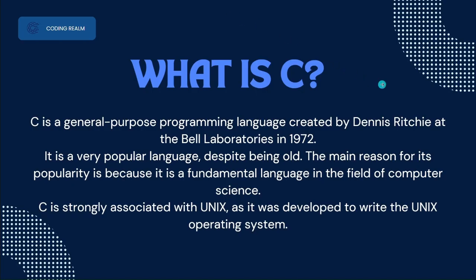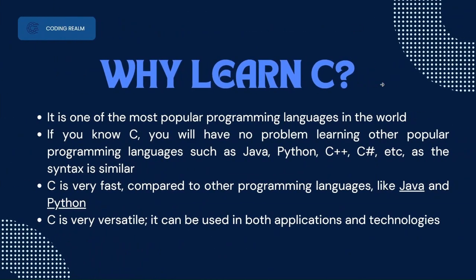Now let's see why it's important to learn C. Because C is one of the most popular languages in the world. If you know C, you will have no problem learning other popular languages like Java, Python, C++, and other languages, as their syntax is similar. C is very fast compared to other programming languages like Java and Python, and C is very versatile. It can be used in both applications and technologies.